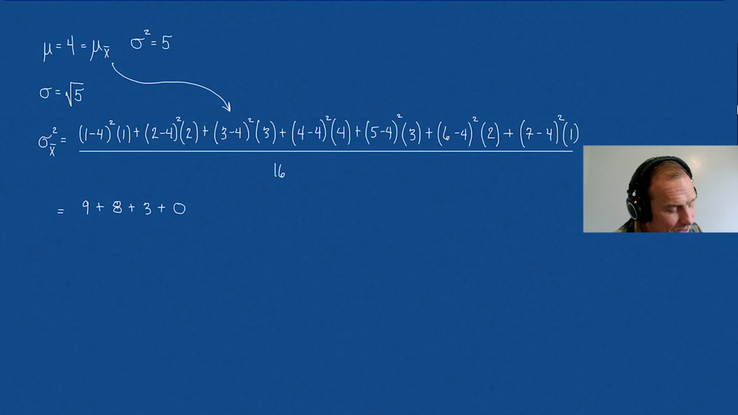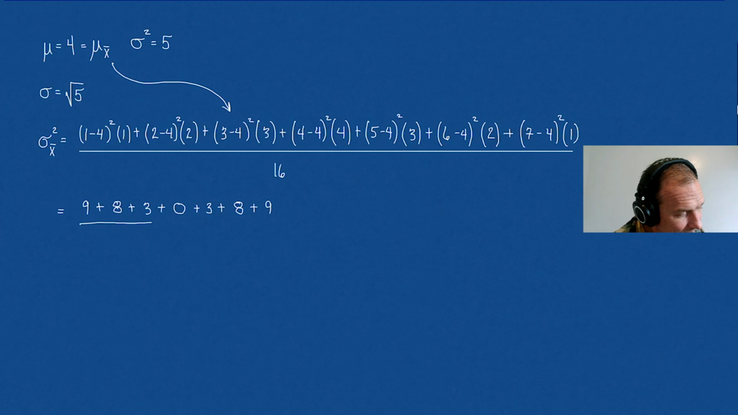I'm going to write it just so that we can keep track of all of our pieces here. Next term is 5 minus 4. That's 1. Square it, it's 1. Multiply it by 3 for 3. Plus. 6 minus 4 is 2. We square it, that's 4. Multiply it by 2, that's 8. Plus. 7 minus 4 is 3. Squared is 9. Times 1, it's still 9.